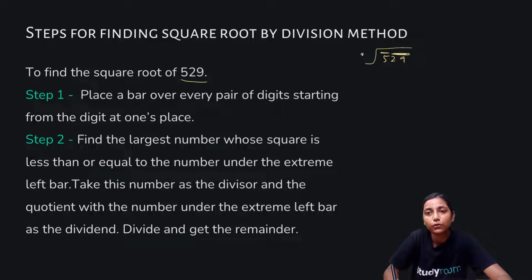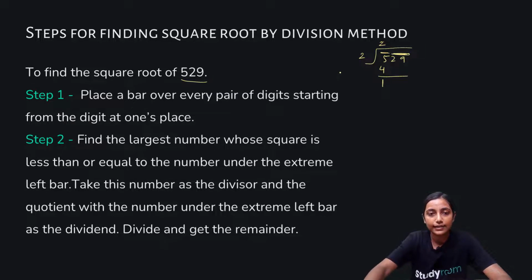Why is it 2? Because the square of 2 is 4, and that is less than 5. Not equal to 5 but less than 5, because the next number is 3, and 3 squared is 9, which will be larger. We don't need a number larger than this; we need less than or equal to this number. Take this number as a divisor and the quotient with the number under the extreme left bar. So the quotient will be 2 and it will be written over this extreme left bar. We write 2 as divisor, 2 as quotient, divide and get the remainder. We are getting 1.